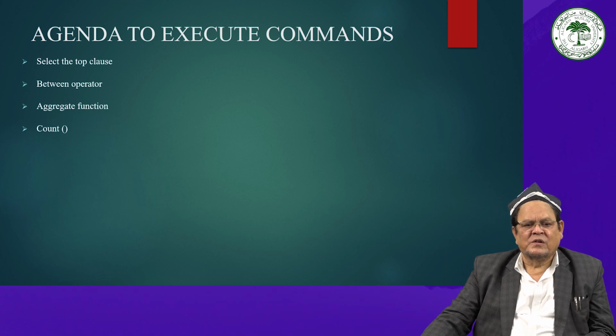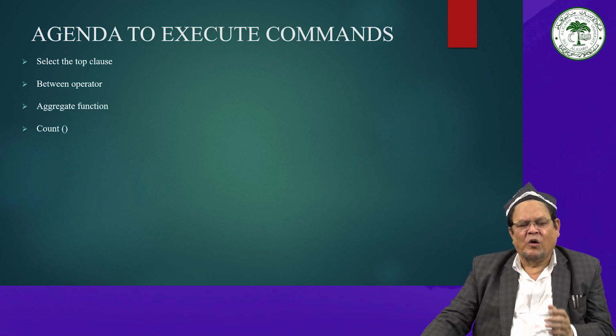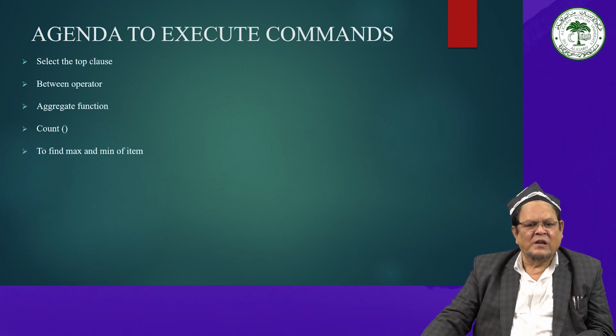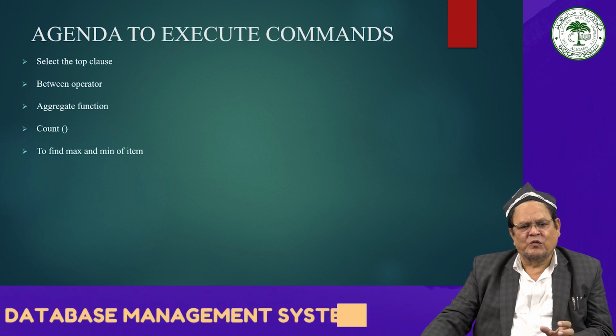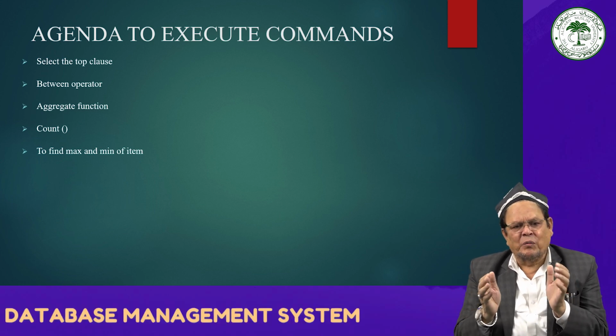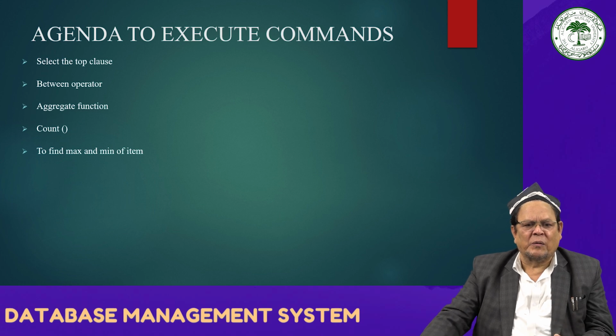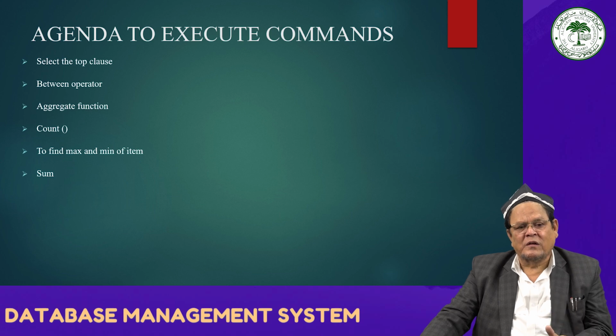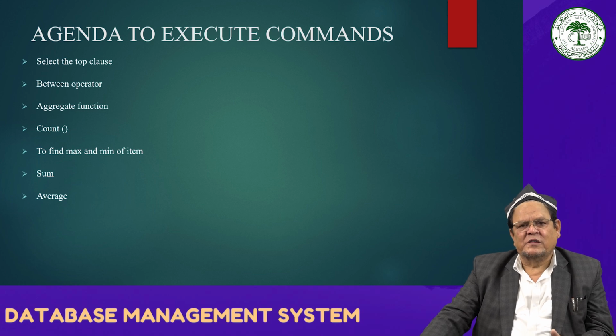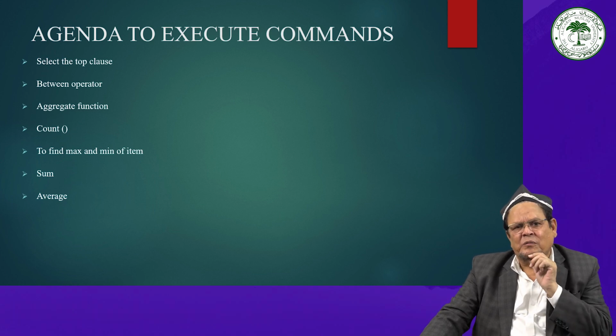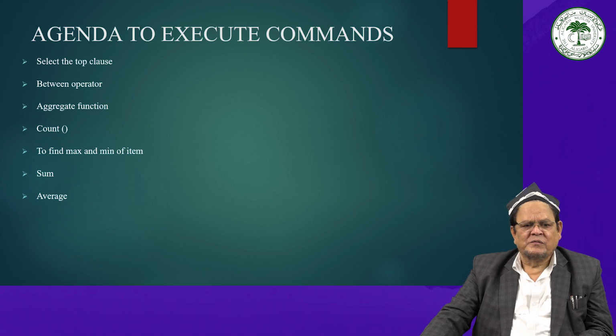Count will count the number of rows that are there. Then find maximum and minimum of an item: if you want to find from the table the maximum or minimum, you have to use these commands. Then SUM: if you want the sum of a particular attribute, we can use SUM. Then AVERAGE: if you write average, it will give the average values of a particular column.